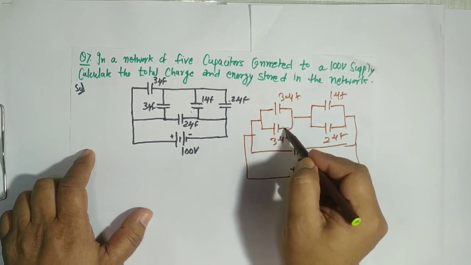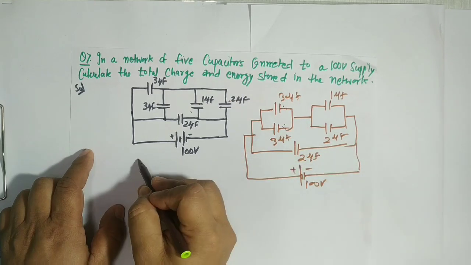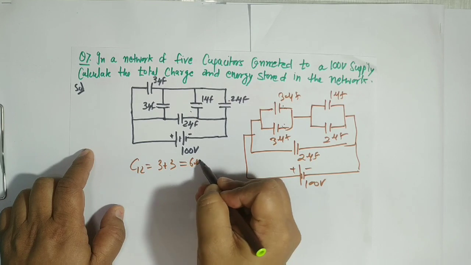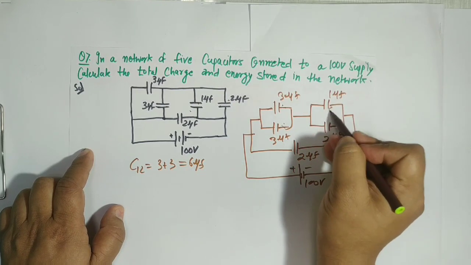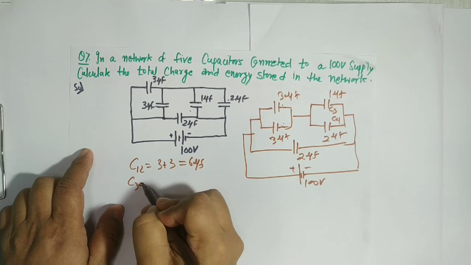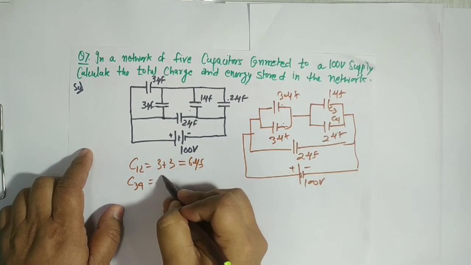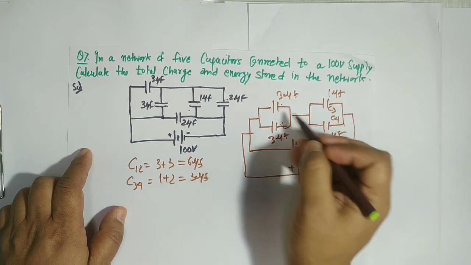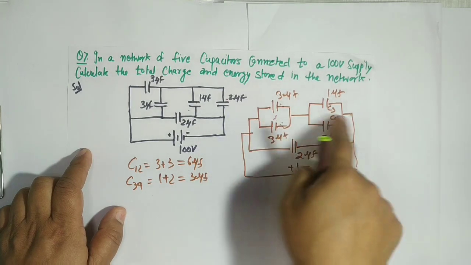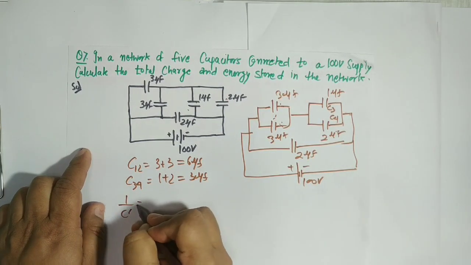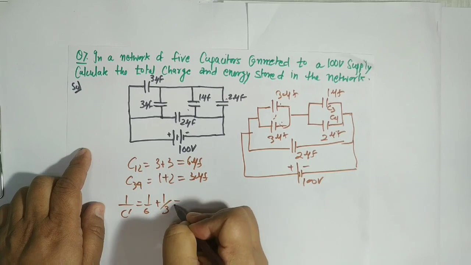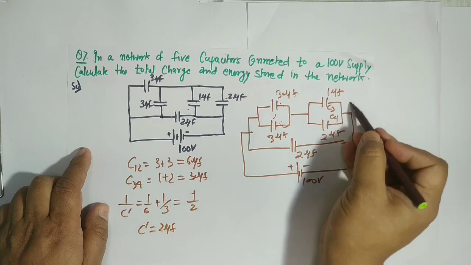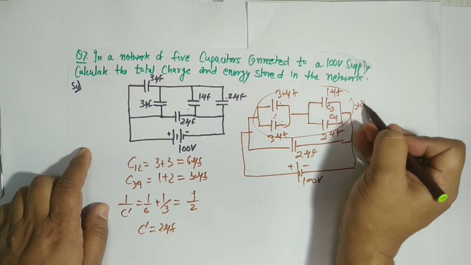So these two are in parallel. So C1,2 we can write as 3 plus 3, that is 6. And these two are also in parallel, say C3, C4. So C3,4 can be written as C3 plus C4, that is 1 plus 2, that is 3 microfarad. And then both are in series. So 1 upon C dash will be 1 upon 6 plus 1 upon 3. If you solve it, you will get 1 by 2. So C dash is 2 microfarad.